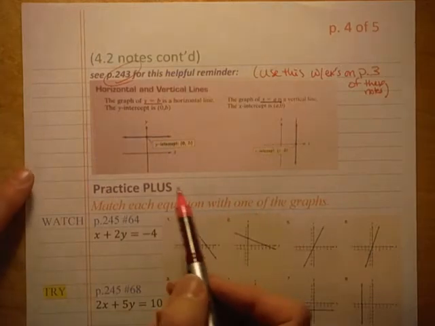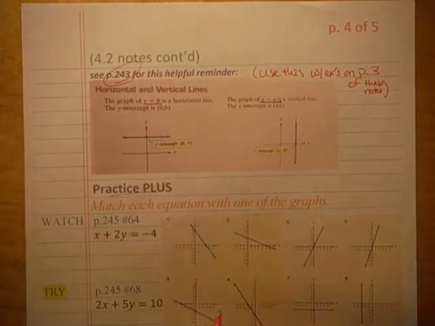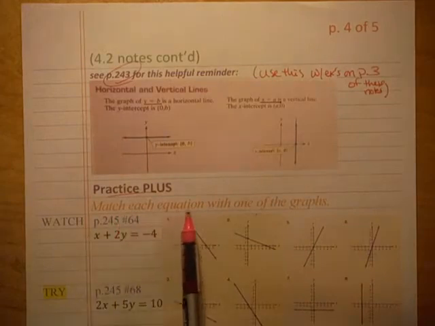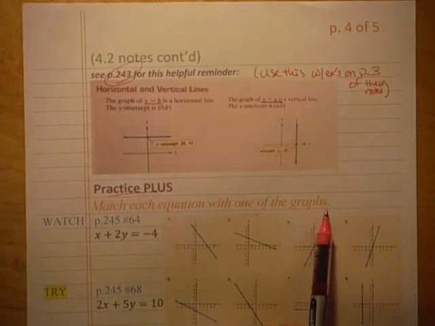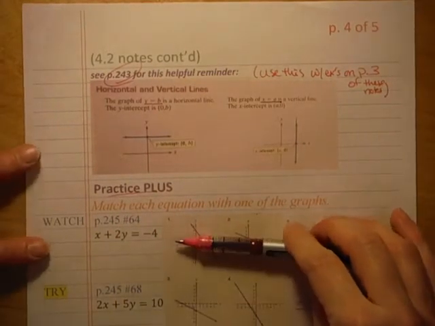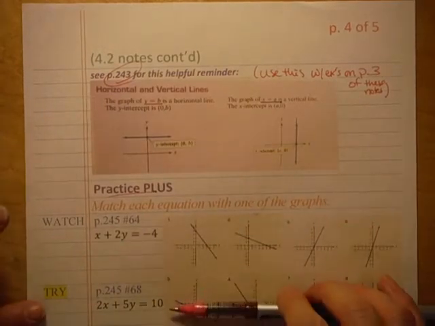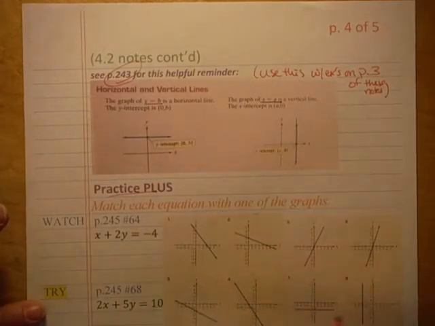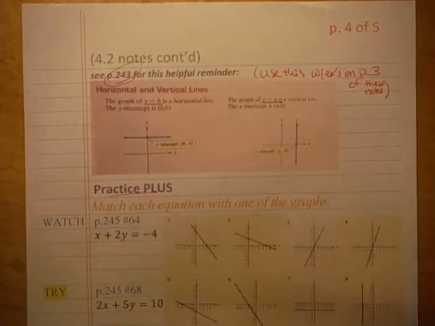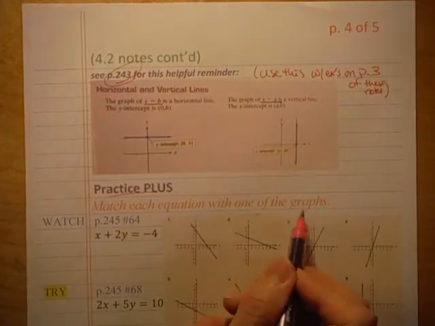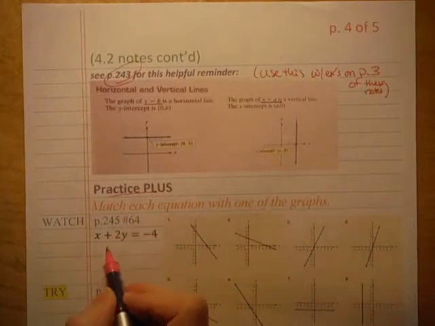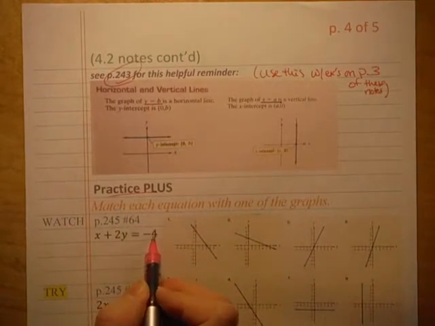Okay, let's move on. We're already to the practice plus part of this section, and it says to match each equation with one of the graphs. So we're going to do one here together, and then in the next video you'll get a chance to do the try problem, because I know it's off the screen a little bit right now. So we'll end this video with this watch problem. Match each equation with one of the graphs. So x plus 2y is equal to -4.